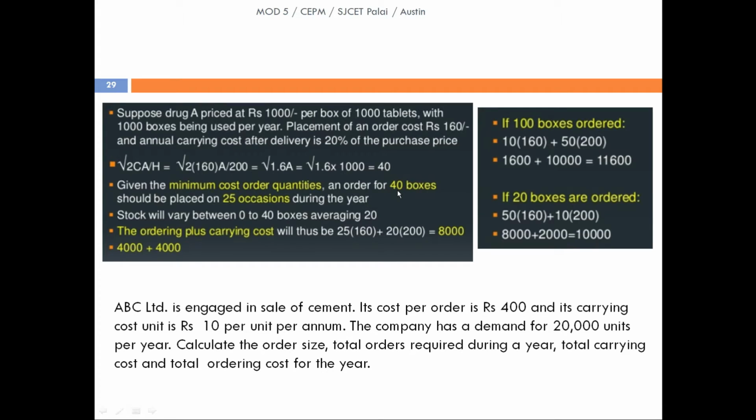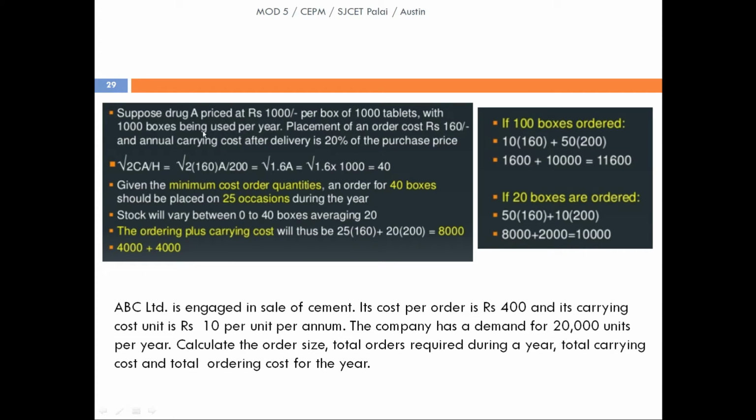The number is 40. This is being mathematically proven by this equation under root 2CA divided by H, or the same equation in the last slide, under root 2AP divided by S. So when we know that we have a demand of 1000 boxes per year, we also found out that each order should contain 40 boxes.